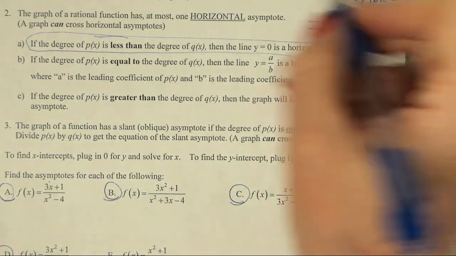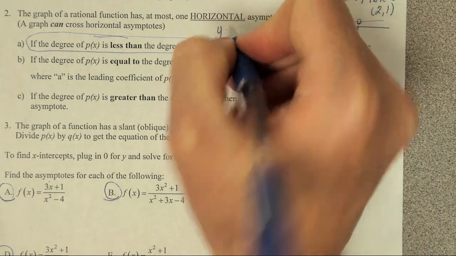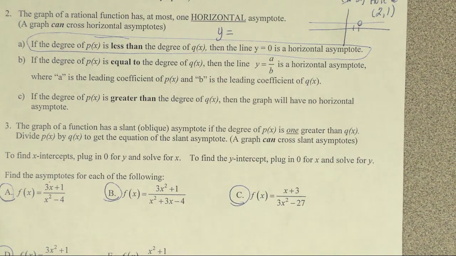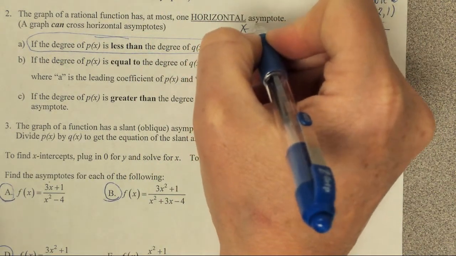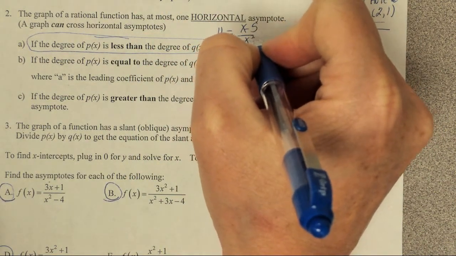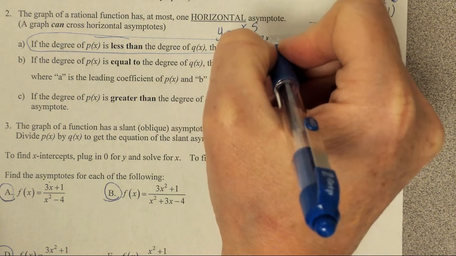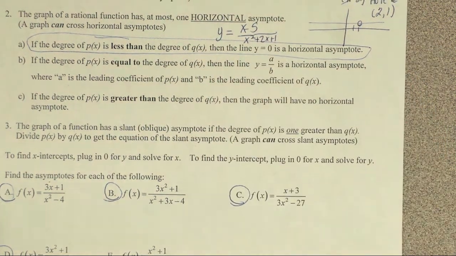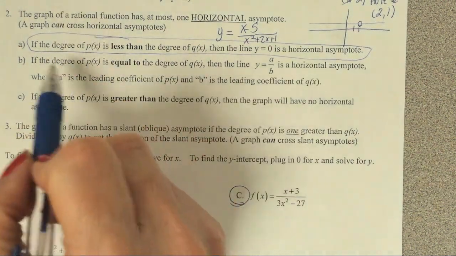Can somebody give me a function that would have a horizontal asymptote of y equals 0? Just make the degree on top less than the degree on bottom. x minus 5 over what? x squared plus 2x. Sure. As soon as you say x minus 5 and x squared, right there you go. You got it. Okay, good.